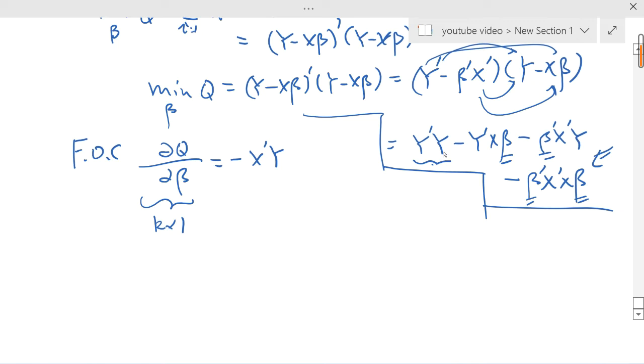Then the third term, similarly, is a linear function of beta. So it's negative x prime y. The fourth term is a quadratic function of beta. So it's beta prime x prime x beta, and the derivative is positive. So it's 2 times x prime x beta. Or is equal to minus 2 x prime y.